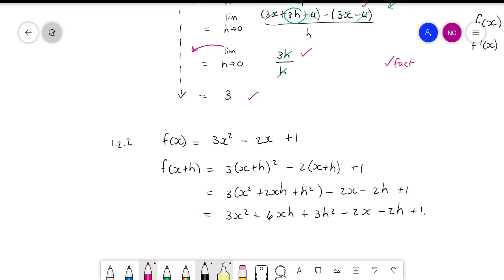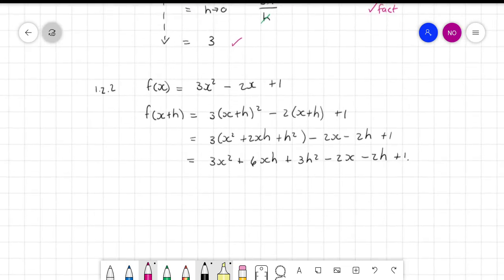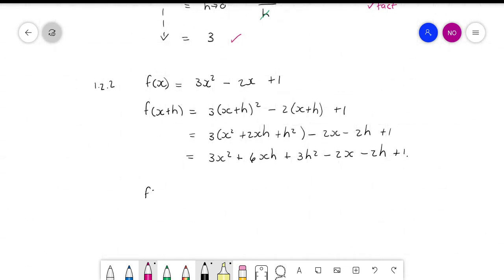Because you have the bracket squared, and then you multiply the 3 in. Okay, now we write down our equation. Our formula.